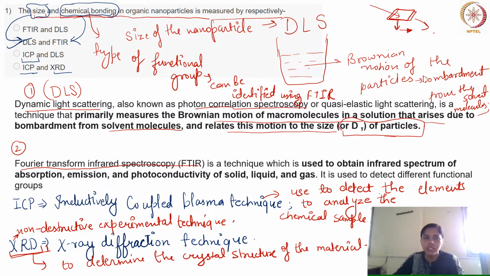So for this question, the second option, the DLS technique, is used for measuring the size of the organic nanoparticle, and the FTIR, which is nothing but Fourier transform infrared spectroscopy, is used for finding the chemical bond or the type of the functional group, mainly for the organic nanoparticles.